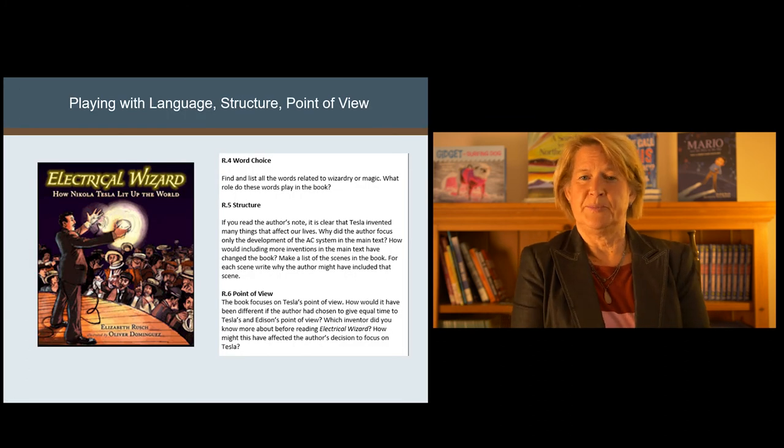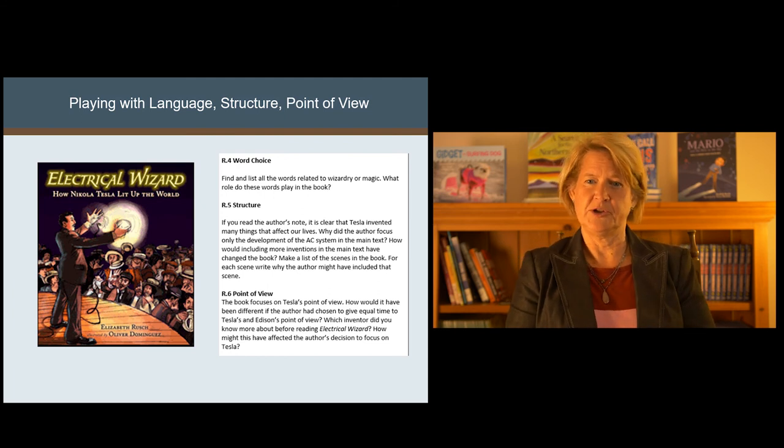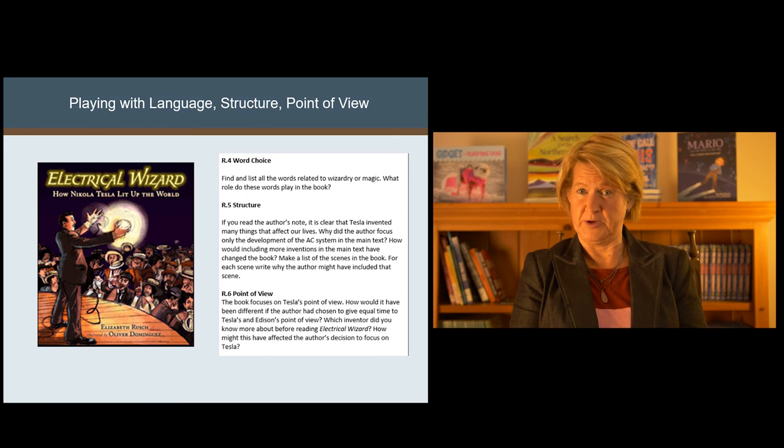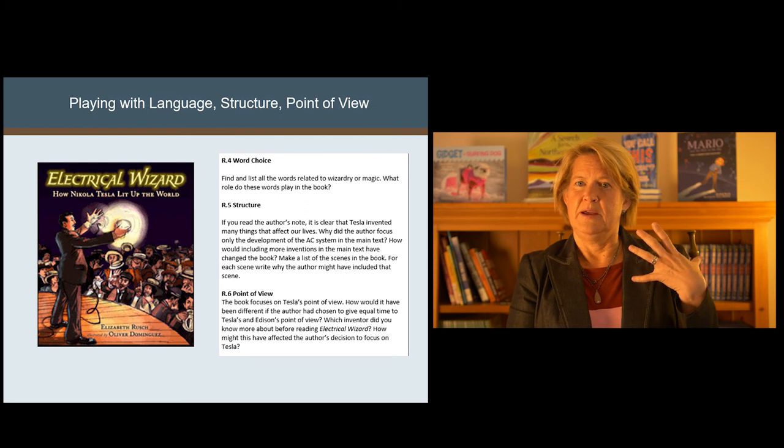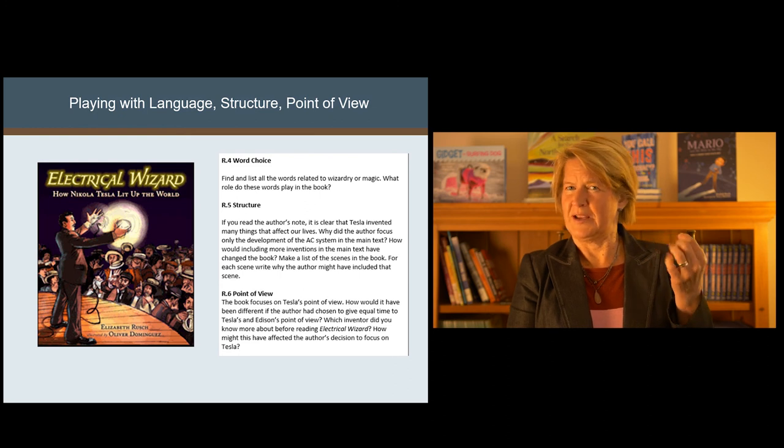The Electrical Wizard book also talks about word choice. Find and list all the words related to wizardry or magic. What role do these words play in the book? So that's something you'll find if you look at my books. Word choice is something that I use a lot to make you feel something. So you read about Tesla and you feel a sense of wonder and you don't know why. Well, it's actually because of the words that I chose.